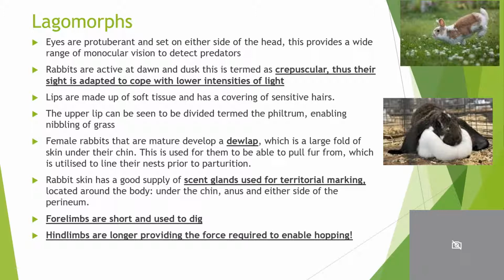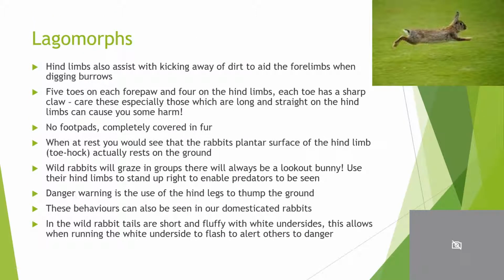Their forelimbs are short and used to dig, and their hind limbs are longer, providing the force required to enable hopping. Their hind limbs also assist with kicking out of the way dirt in order to aid the forelimbs when digging burrows. They have 5 toes on each forepaw and 4 on the hind limbs, and each toe has a sharp claw. We need to take care of these, especially those that are long and straight on the hind limbs, as they can cause you some harm.